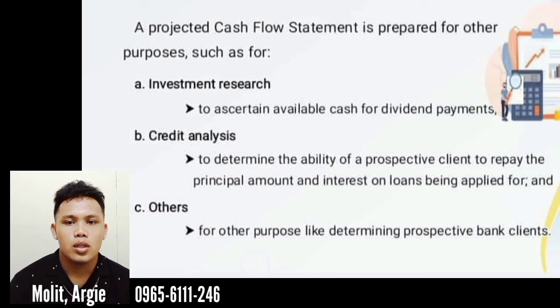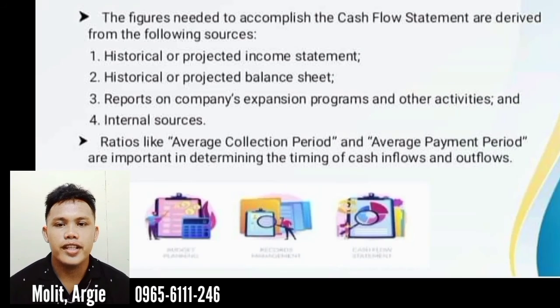So the third is others, for other purposes like determining prospective bank's clients. The figures needed to accomplish the cash flow statement are derived from the following sources. The first one is the historical or projected income statement. The projected income statement is the snapshot of your forecasted sales, cost of sales, and expenses. For existing companies, the projected income statement should be for the 12-month period from the end of the latest business year-end and compared to your previous result.